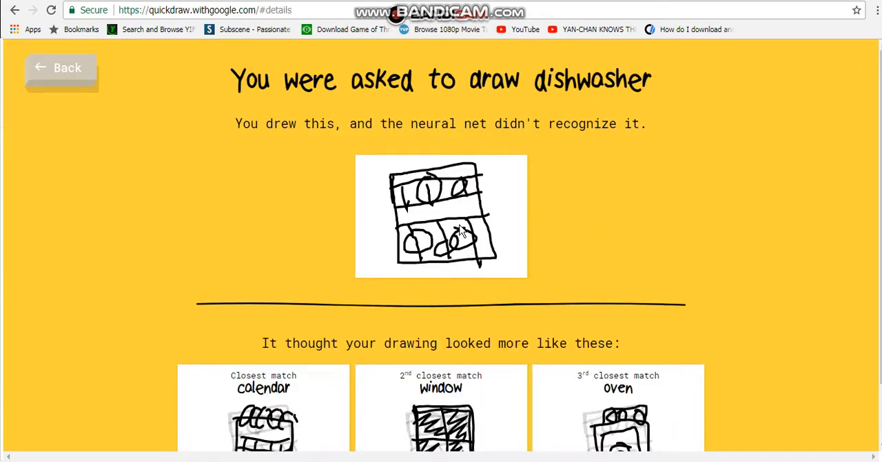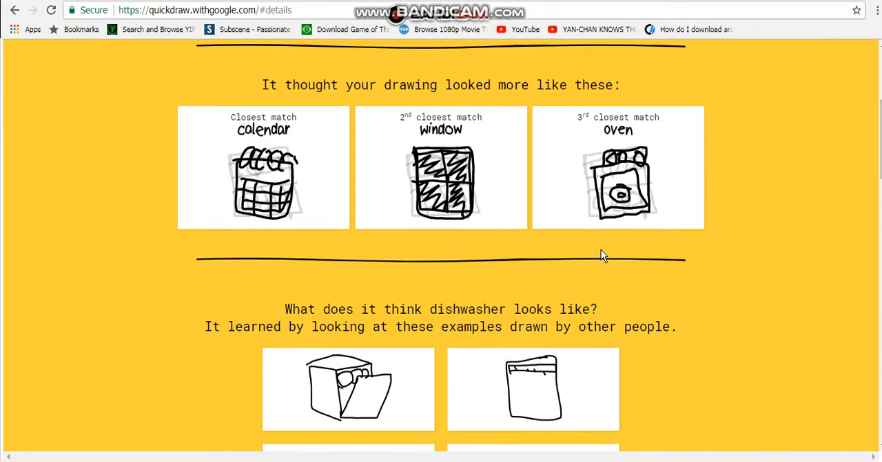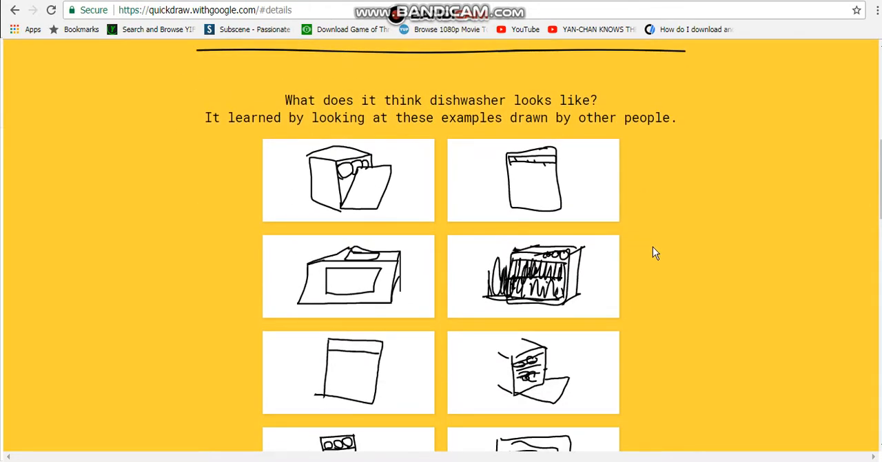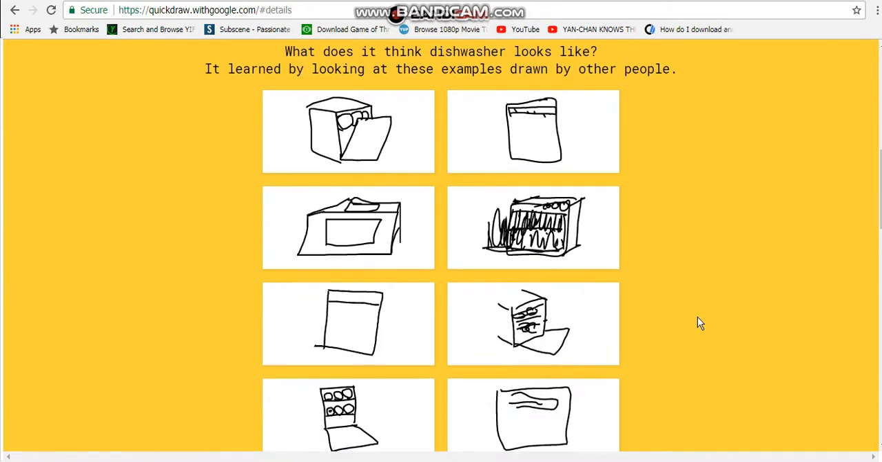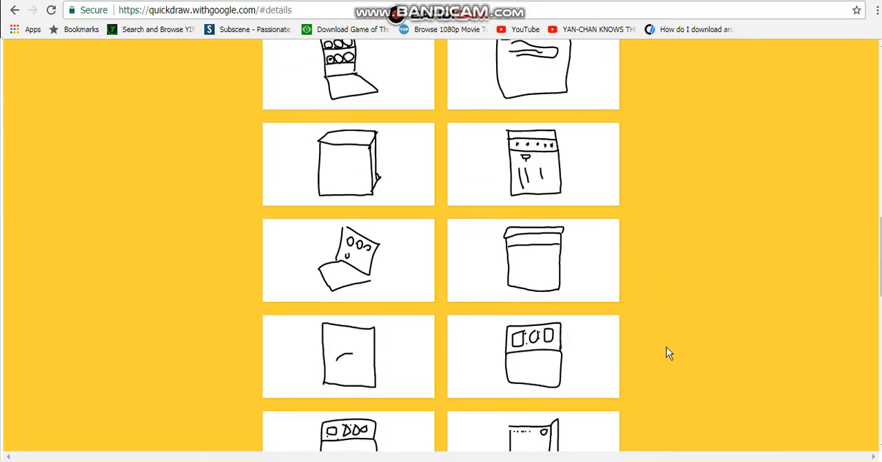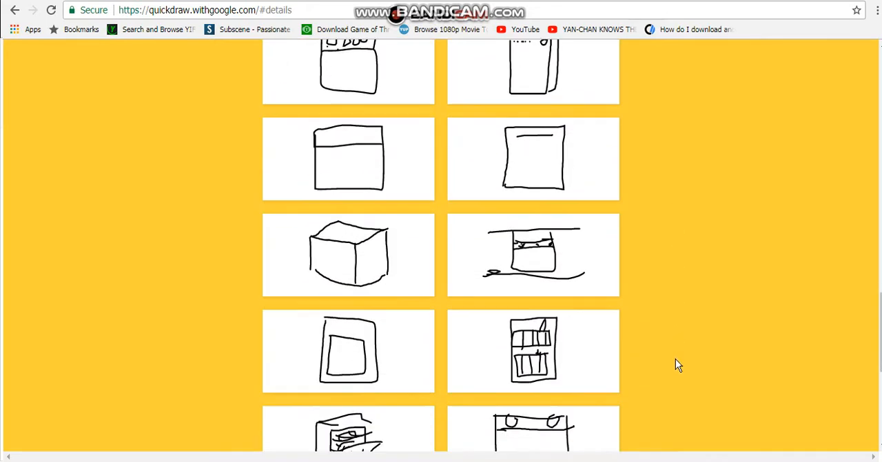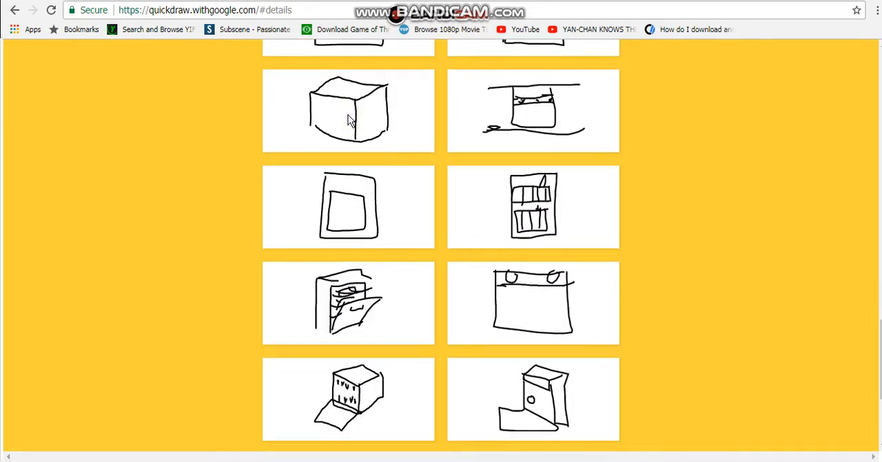See, look at this dishwasher. Oh, there are other people. A calendar, a window, an oven. I could see how that matches. Are you freaking kidding me? That's a cube. That's not even a dishwasher. That's a cube.